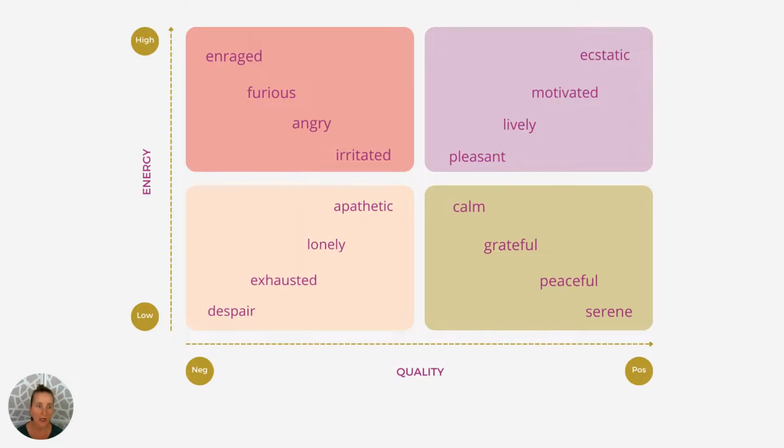If we're talking about a low energy emotional state in the negative zone, we're talking about things like despair, loneliness, feeling apathetic or exhausted. And then if we move into the high energy on the negative side, that's being angry and irritated, furious and enraged. So I think you kind of get the idea that an emotional state has a certain quality in our bodies.